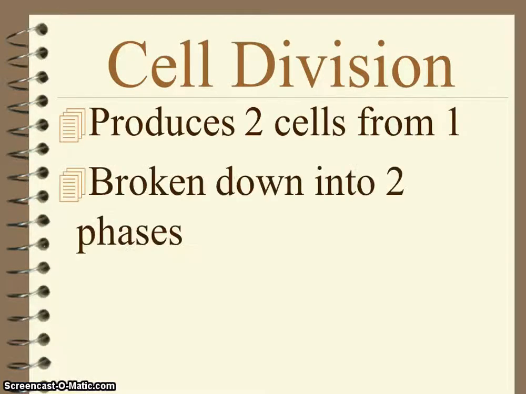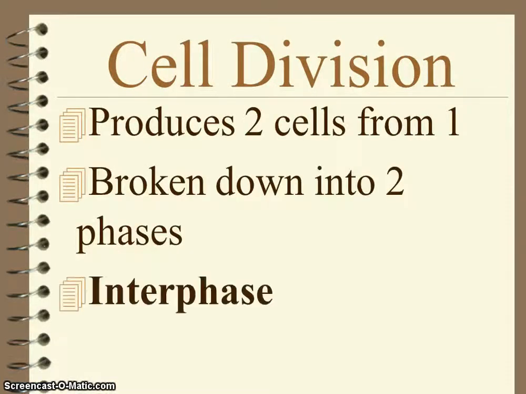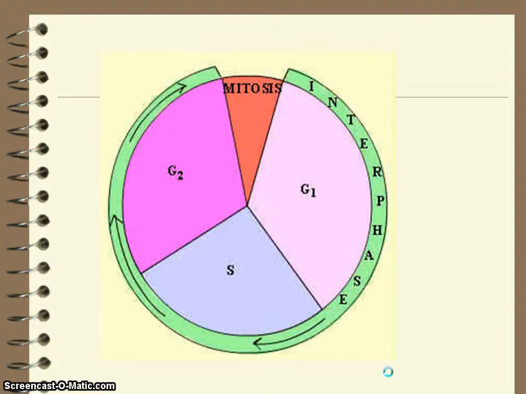Okay, so cell division produces two cells from one, and it's broken down into two main phases. We have interphase, where the cell spends the majority of its time. It's metabolically active and doing all the things the cell needs to do. And then when it's ready to divide, it's called mitosis. That's just showing you the cell cycle. We have interphase, which is huge, and then mitosis. And mitosis is further broken down into prophase, metaphase, anaphase, and telophase.